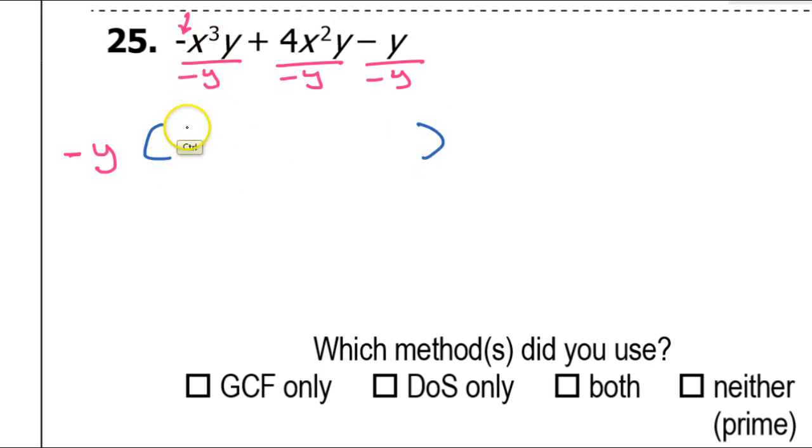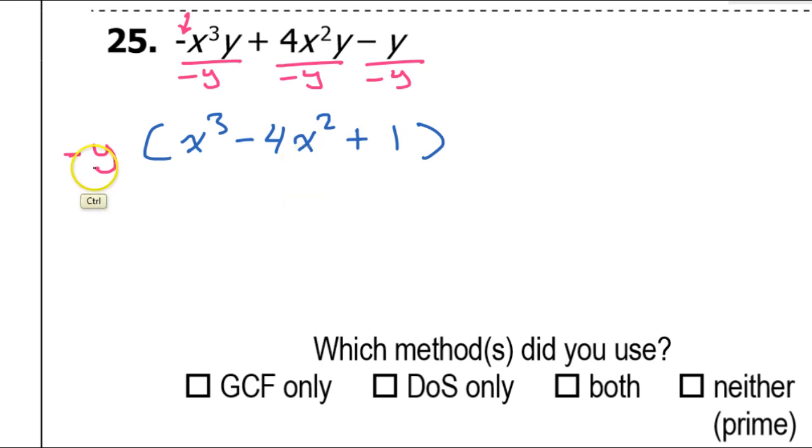So a negative divided by a negative is a positive. The y's cancel out, so I will have positive x to the third power. This term will be negative, so negative 4. The y's cancel out, but I still have x squared. Now, please be careful. These cancel out, but that doesn't mean I have nothing. Anything divided by itself is 1. So there should be a positive 1 right here.